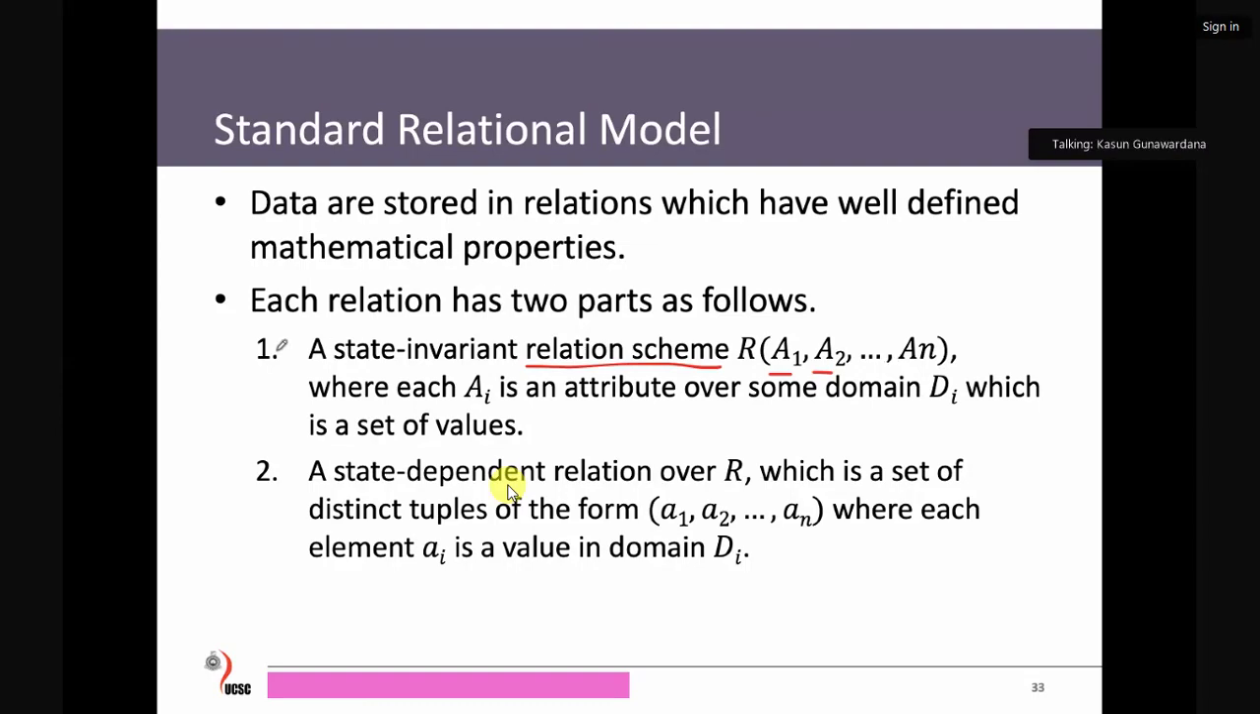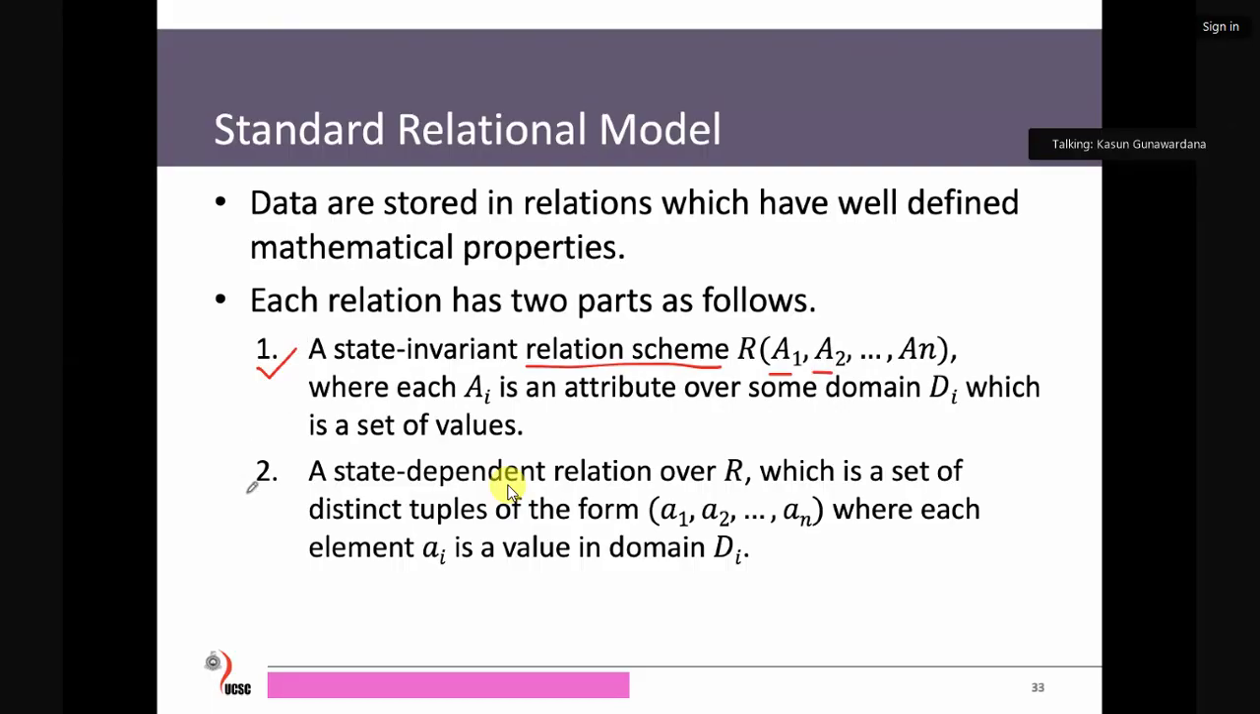And that is the first part of a typical relation: the state invariant relation scheme. The relation scheme is about the definition of the relation. And it is state invariant because it doesn't matter what data is stored in that relation. Irrespective of the data it stores, its definition is fixed. That is why we call it a state invariant relation scheme.